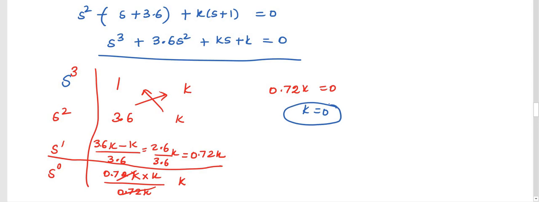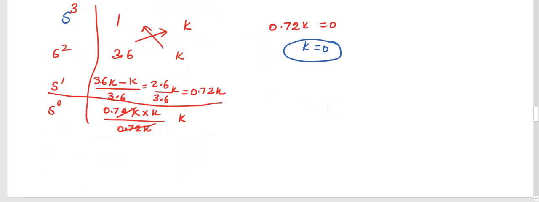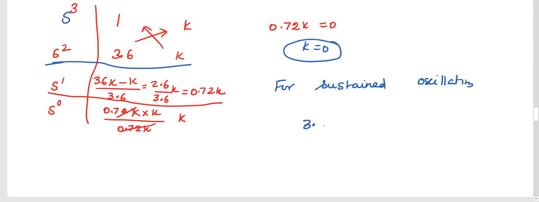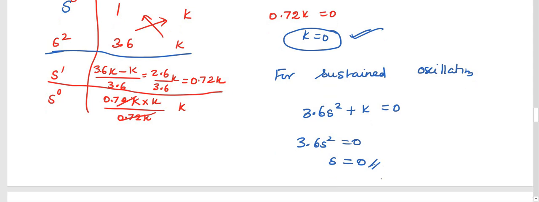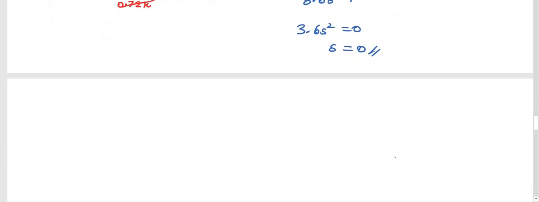And for the sustained oscillation, what you have to do? Have to take the s square row. So write 3.6 s square plus k equal to 0. Already got the answer k, so 3.6 s square equal to 0. So s is equal to 0 here. So the root locus branch does not intersect with the imaginary axis.